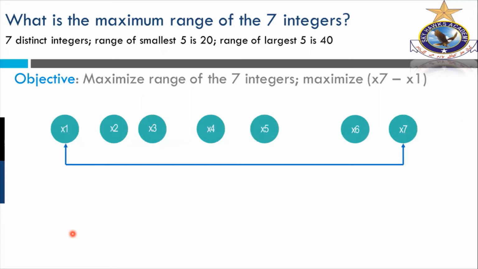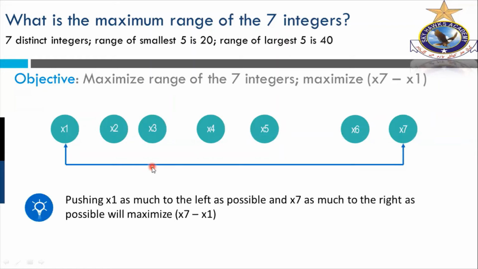We are just connecting the least to the maximum value. So minimum and maximum are connected with these lines, these arrows. Pushing x1 as much to the left as possible and x7 as much to the right as possible will maximize x7 minus x1. So these are the 2 endpoints. That's why we'll get the maximum value.